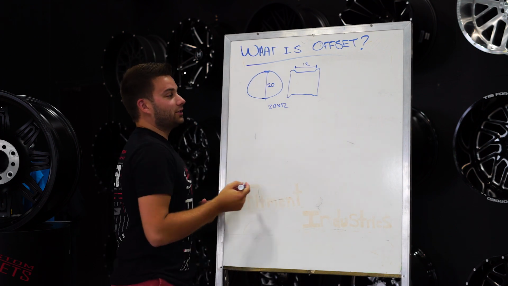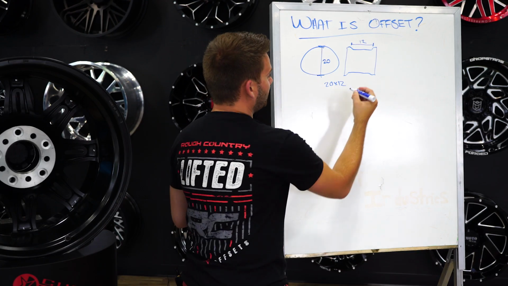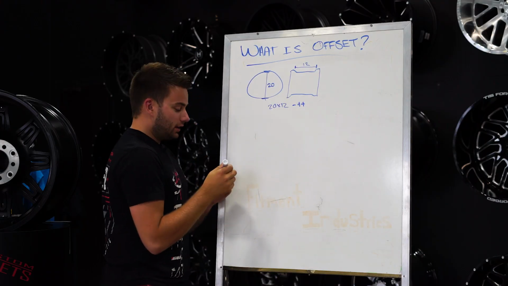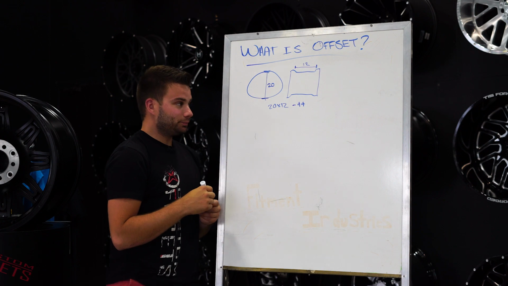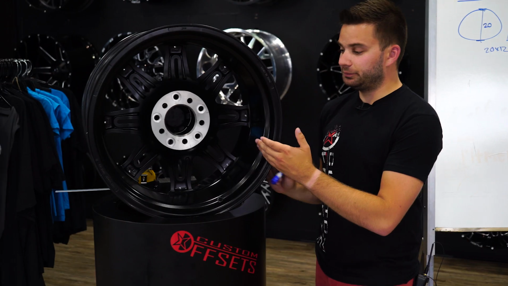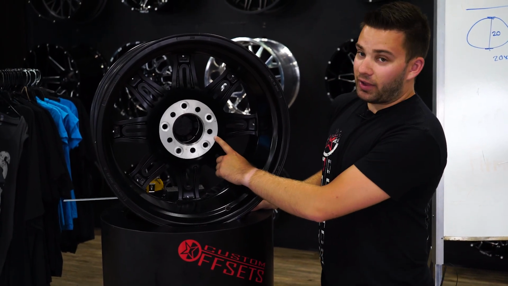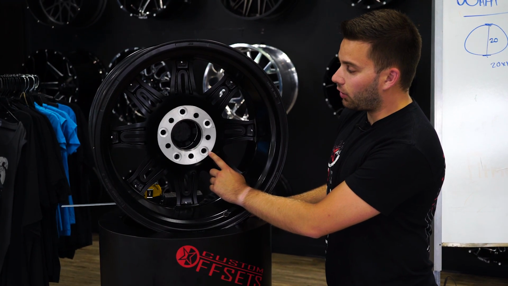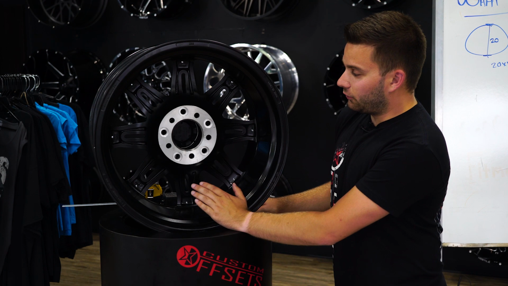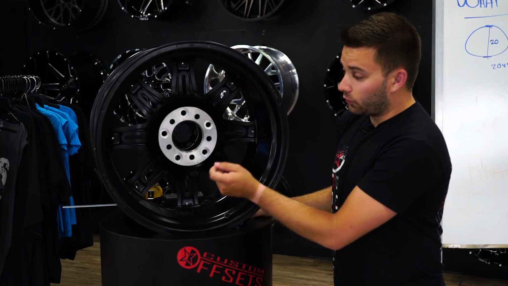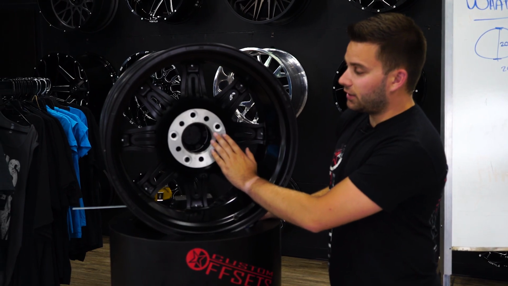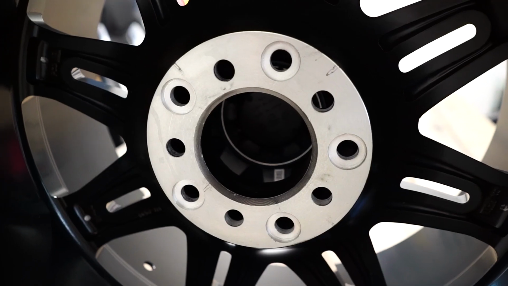This is where offset comes into play, because the next number you see is usually going to be something like a negative 44, and that is your offset. So what is offset? This is the back pad of a wheel. This is a Fuel wheel. This is a 12 wide, negative 44 offset. The negative 44 is millimeters. It's basically how far offset the center pad is from where the center of the wheel is.